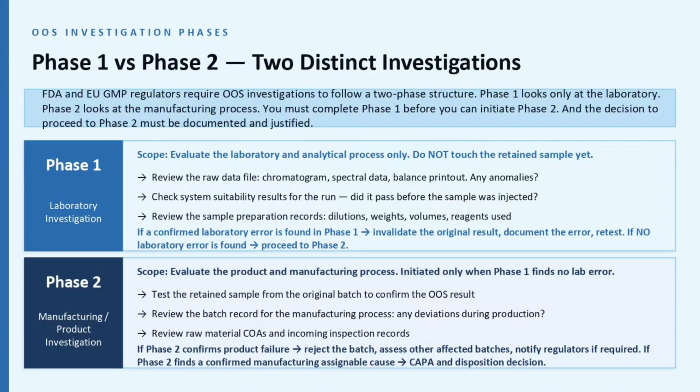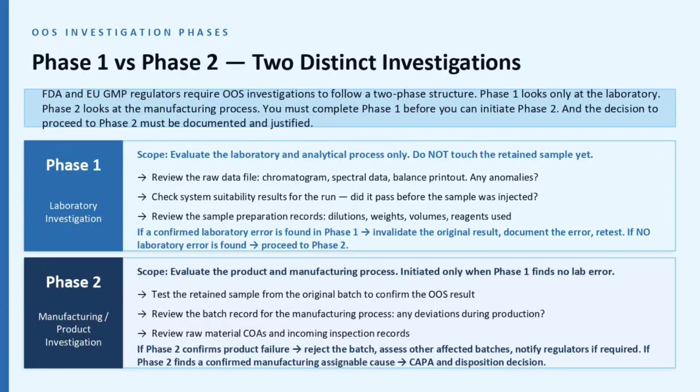For OOS results, the regulatory framework requires a 2-phase investigation structure. This is defined in the FDA's 2006 guidance on investigating OOS results and is expected by EMA as well. Phase 1 is the laboratory investigation. The key principle of Phase 1 is that it examines only the laboratory and the analytical process. You do not retest the retained sample yet. You do not review the batch record yet. You look only at what happened in the laboratory during this specific analytical run.